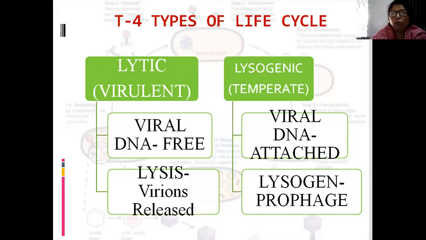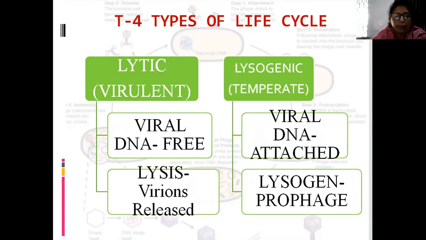T4 life cycle: the types of life cycle which this T4 bacteriophage uses to reproduce itself. There are two types of life cycles which it uses, that is the lytic cycle and the lysogenic cycle. The lytic cycle is also known as the virulent life cycle, and the lysogenic is also known as the temperate life cycle. The major difference is that in the lytic cycle, the viral DNA is free inside the host cell, whereas in the lysogenic cycle, the viral DNA gets attached to the host DNA.